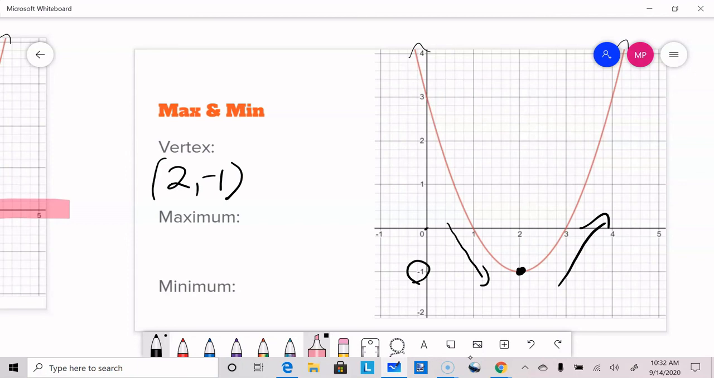Now we're going to try to figure out whether we have a maximum or minimum. Maximum is the highest value, and minimum is the lowest. Now if we look at this one, it looks like it bottoms out. And so if it bottoms out, there's always going to be a low point. And so what's going to happen is our vertex is either going to be a minimum or a maximum.